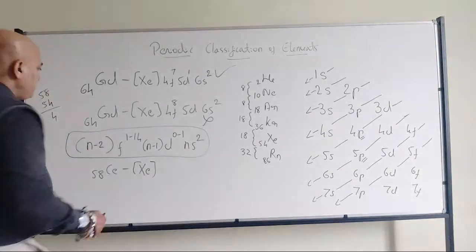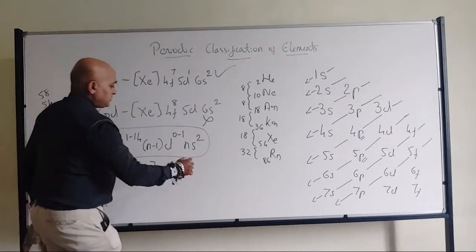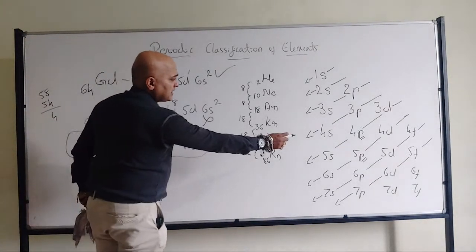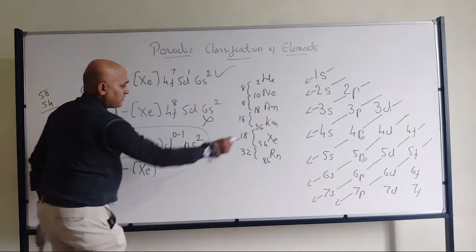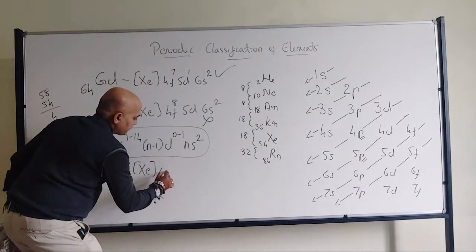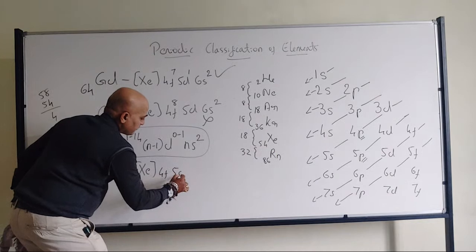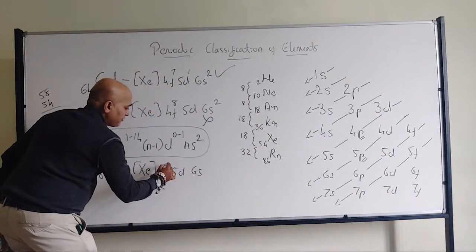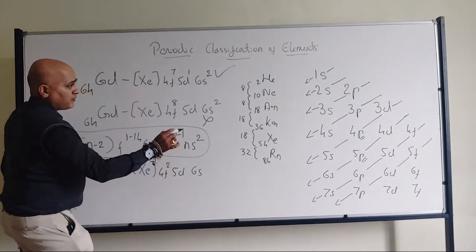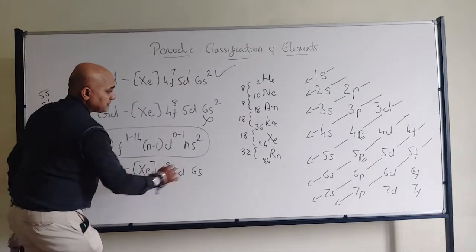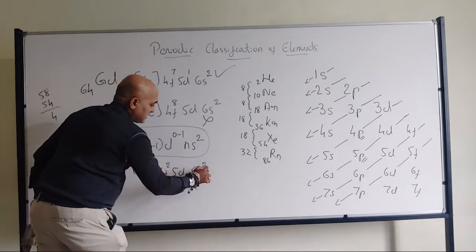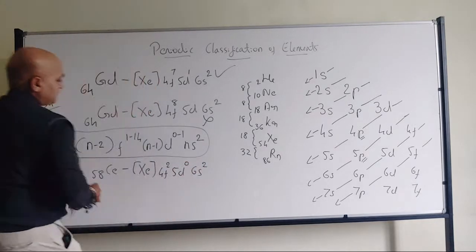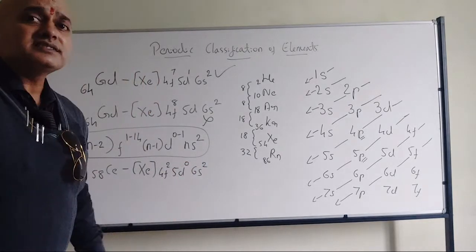Very good. All of you have written the proper one. Now xenon means 5p is done. Then 6s, 4f, 5d. Now 4f will get filled up, 4f2, then 6s2. So 5d is 0.